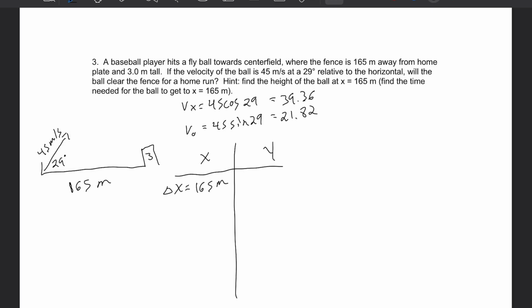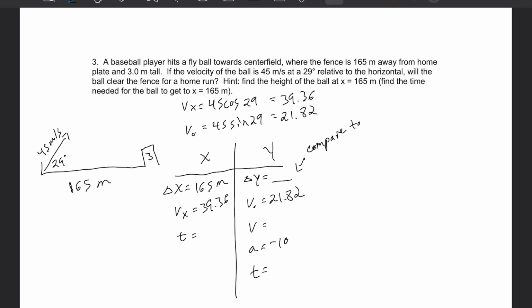We make our XY table. Delta x is 165 meters from the problem. Vx from our calculation is 39.36. Time we don't know yet. Delta y, that's what we really want to know. Initial velocity upwards is 21.82. Final velocity, don't really know yet at that moment in time, but acceleration is negative 10 because it's in the opposite direction, it's downward, and time we don't know. Now we're going to calculate delta y. Don't be tempted to put 3 meters at that moment because we don't know the ball is at 3 meters. That's just the height of the wall. So we're going to compare that value to the 3 meter tall wall.